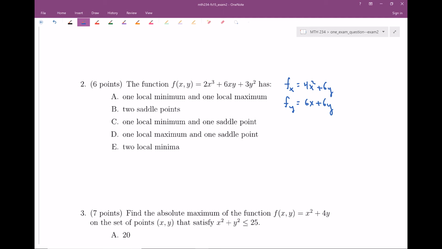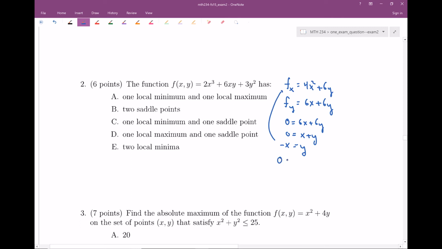Let's go ahead. I like this f sub y a little bit nicer here. I think we can get 0 equals 6x plus 6y. Let's divide by 6. So we get x plus y equals 0, so y is equal to negative x. Now we can take that and use it up here, so let's plug it in.